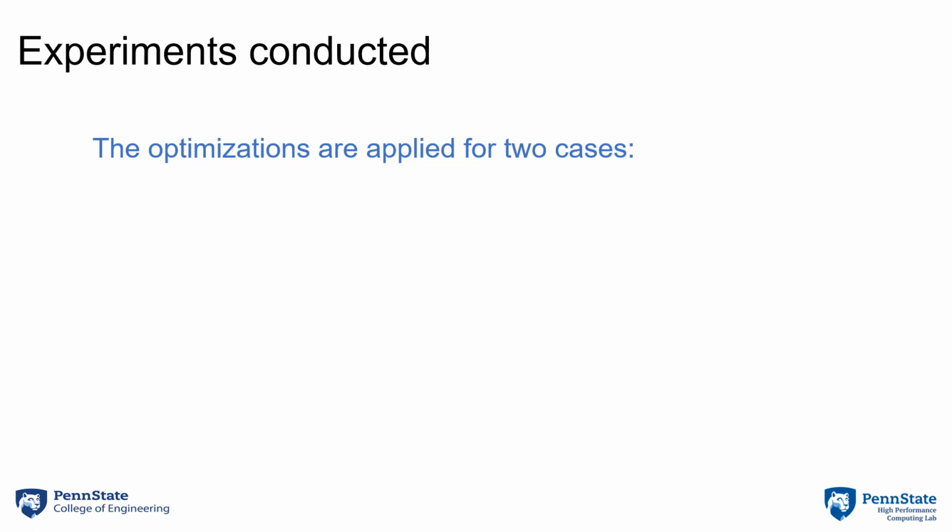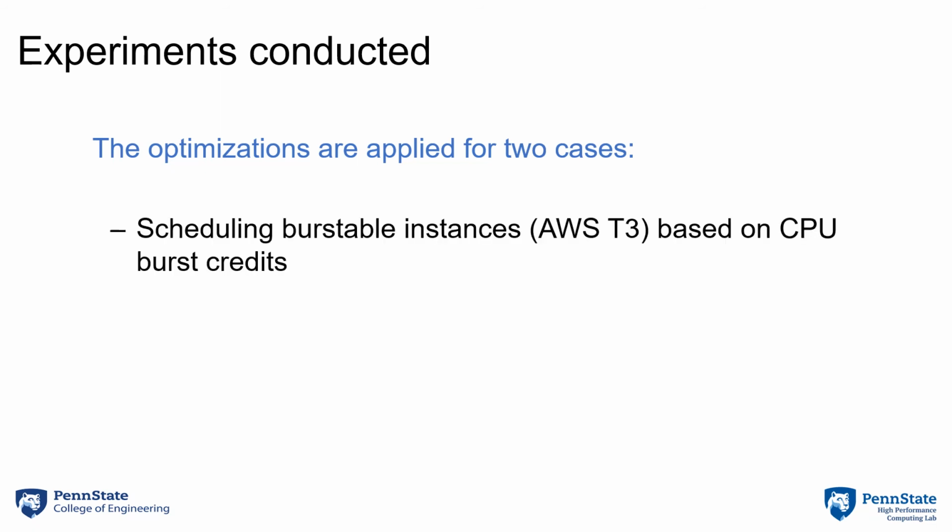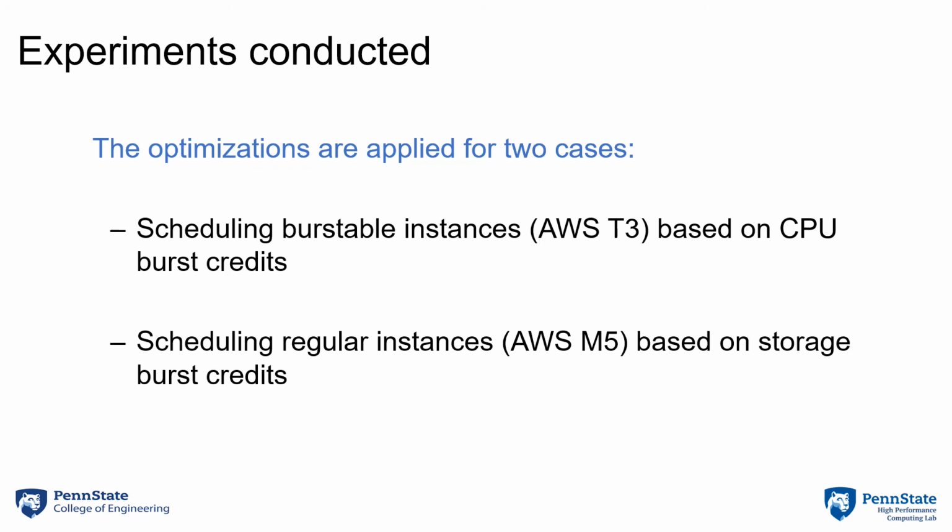We conduct our experiments for two optimization cases. We first schedule burstable instances based on CPU burst credits, which is followed by scheduling regular instances based on storage burst credits.